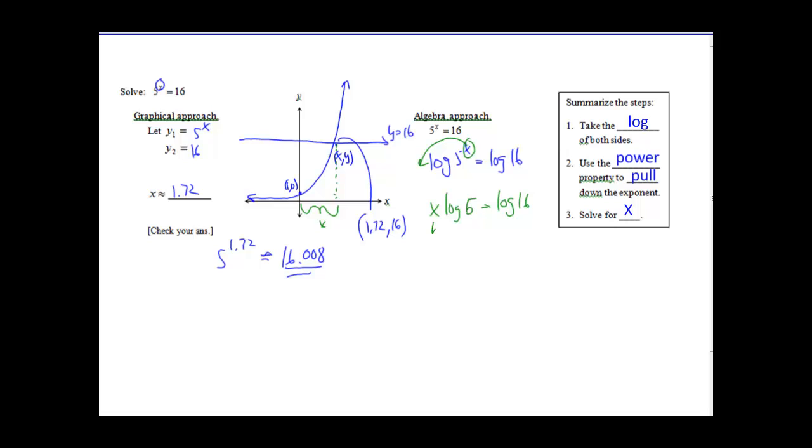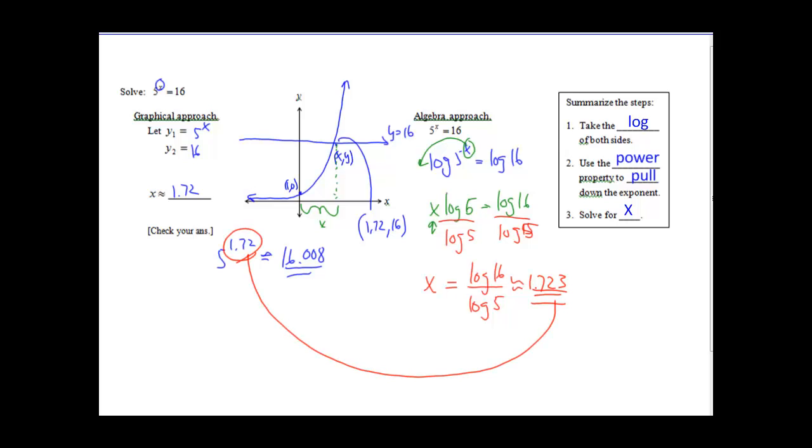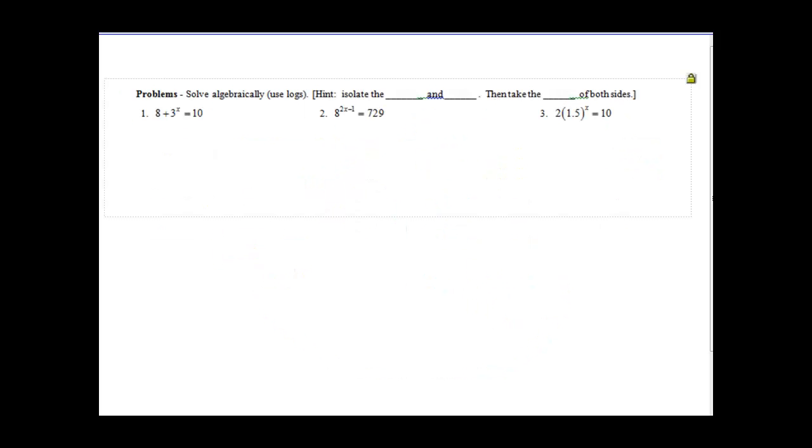Now if we need to solve for this x, we're going to divide by log 5, and we get x equals log 16 over log of 5, which in your calculator is approximately 1.723, which matches just about that answer over there. So using what we just found, we're going to solve algebraically using logs.